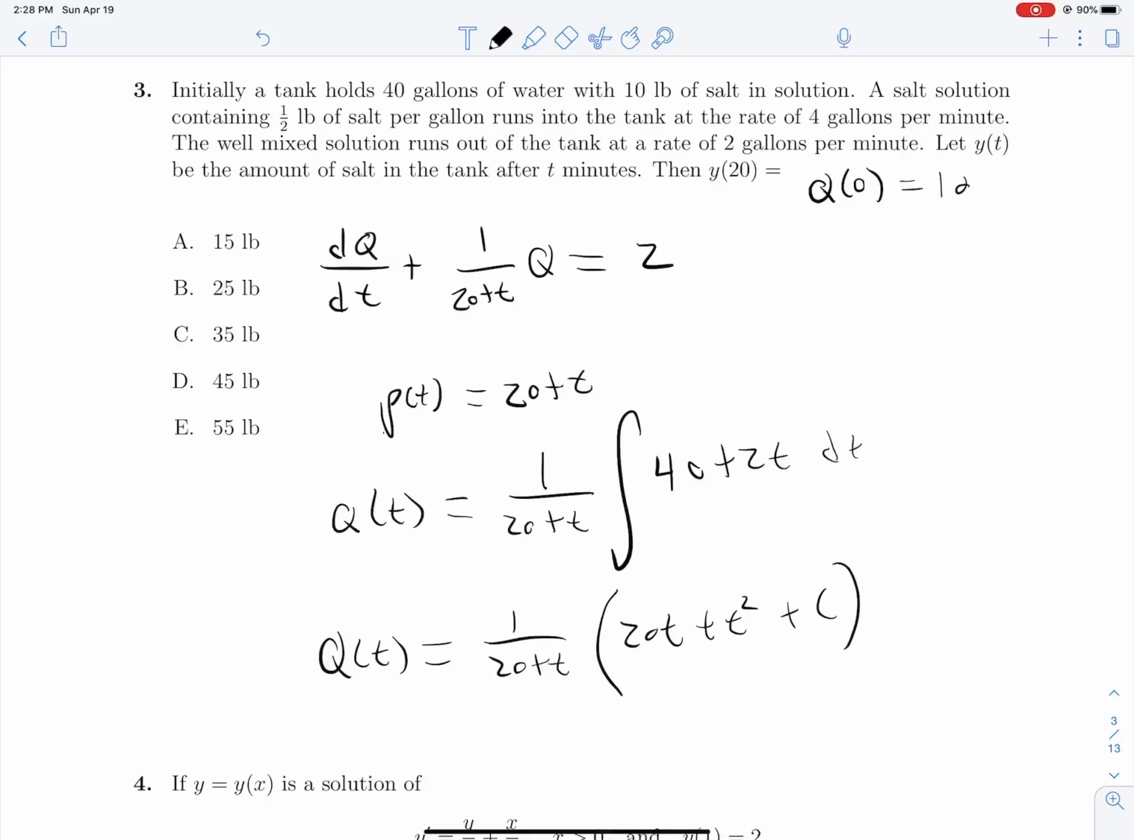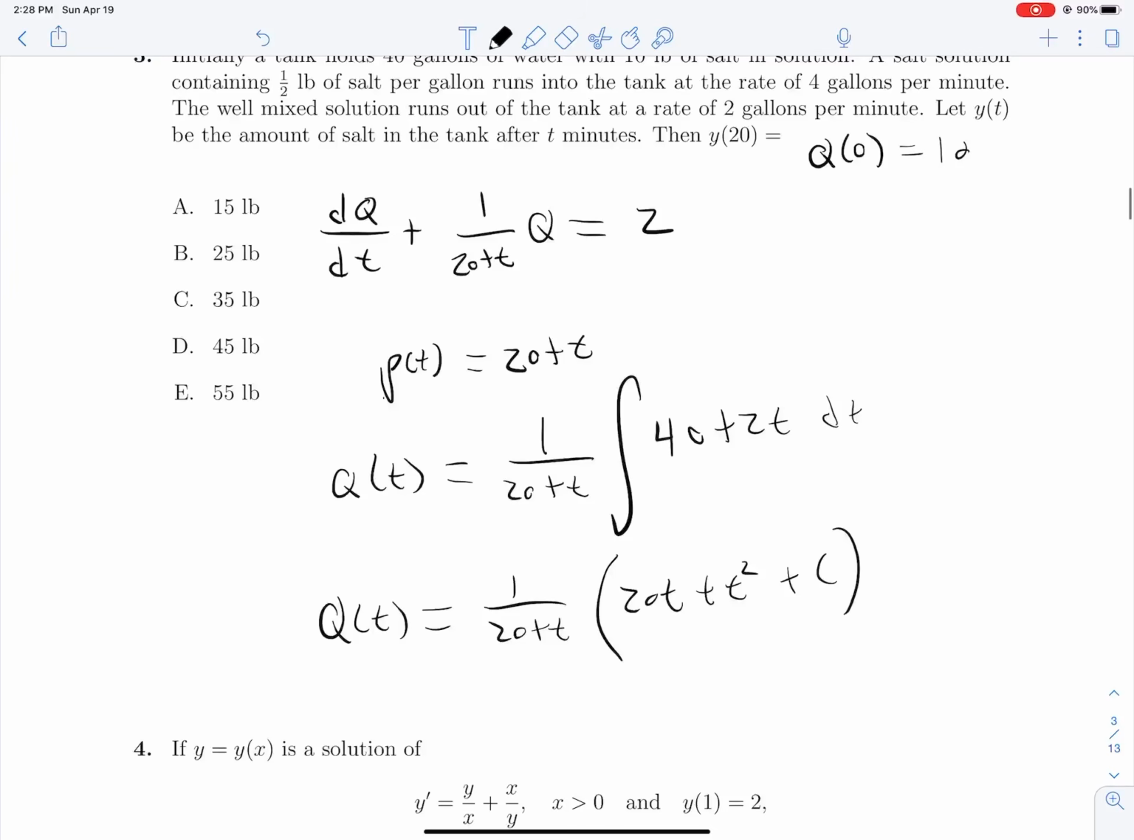Using our initial condition that q at 0 is equal to 10, we can say that 10 is equal to 1 over 20 times c. So c is 200, like that. And now finally we're solving for q at 20, right up there. And so q at 20 is just equal to 1 over 40 times 20 times 20, which is 400.